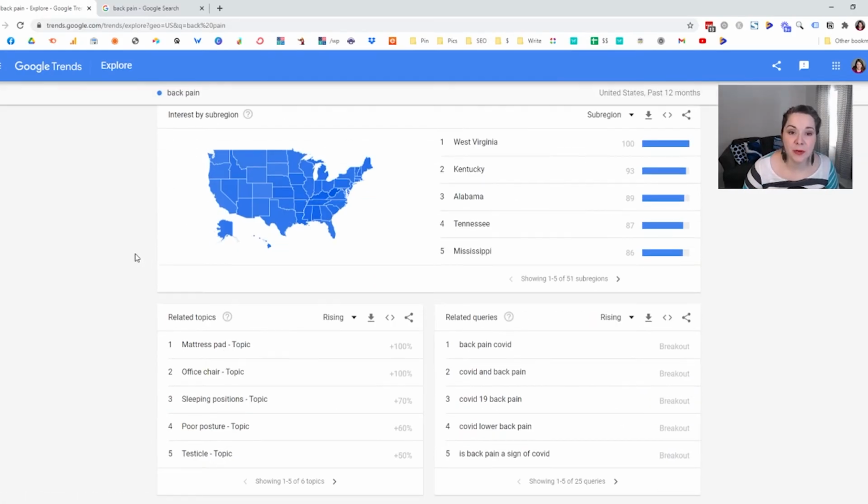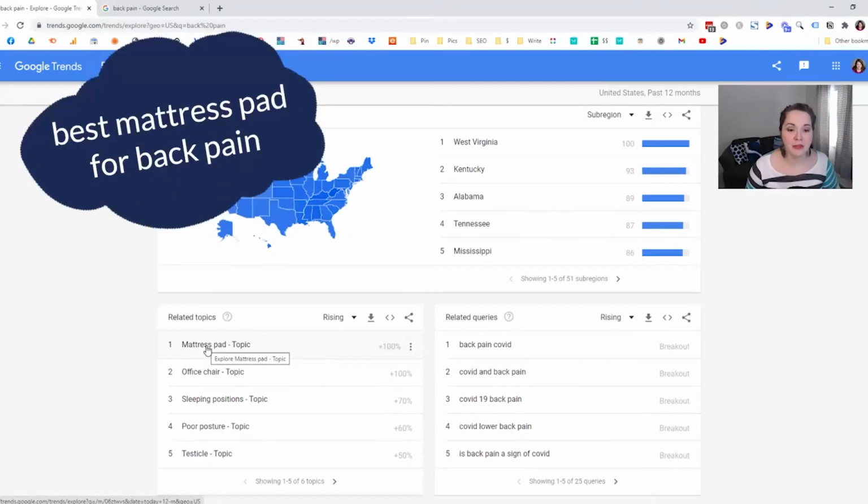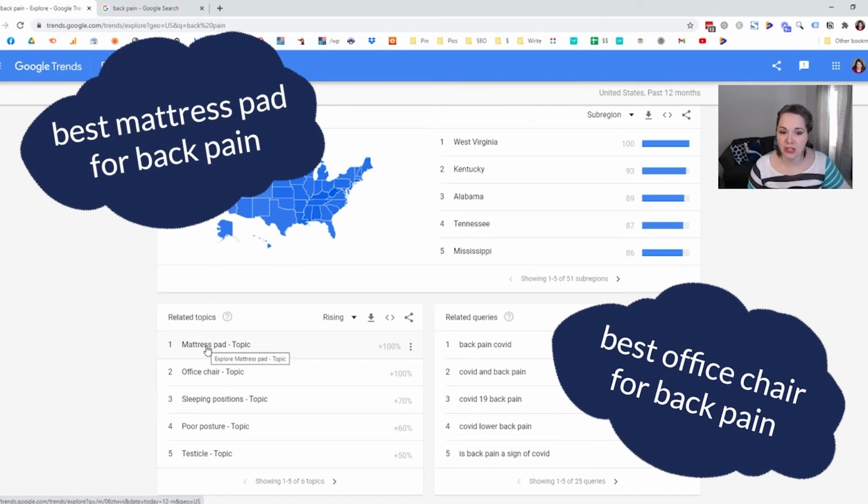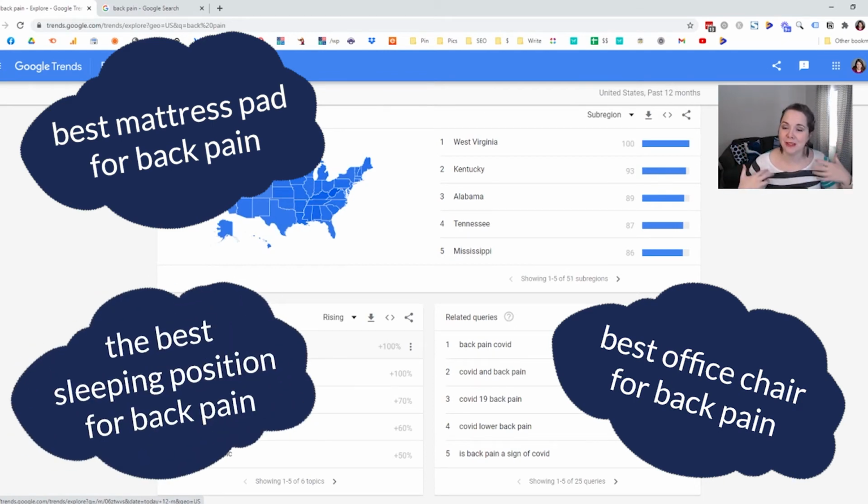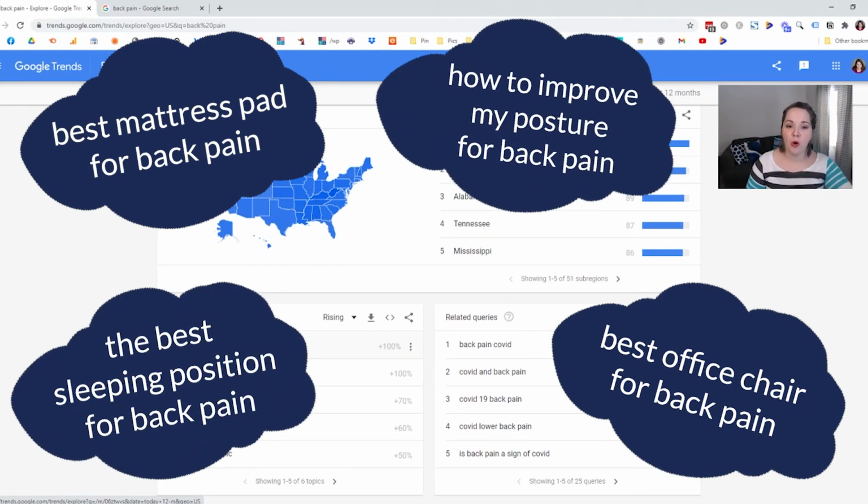So if you're thinking about creating content around back pain, here's a great idea. Write a blog post about what's the best mattress pad for back pain, what's the best office chair for back pain, what's the best sleeping position, what are the ways that you can improve your posture. All of these related topics are content that you could write if you're trying to help people with back pain.